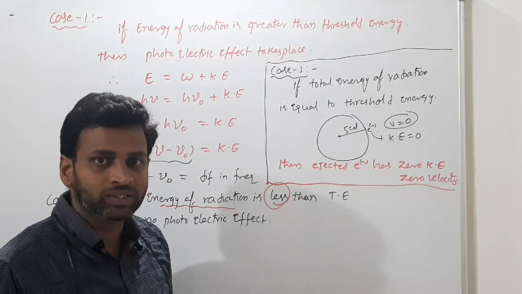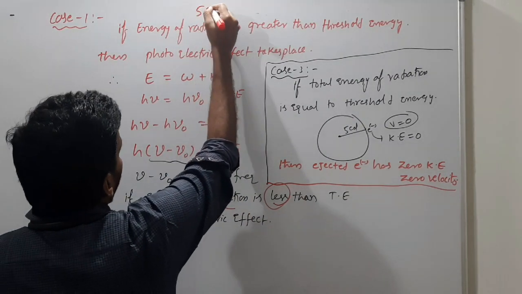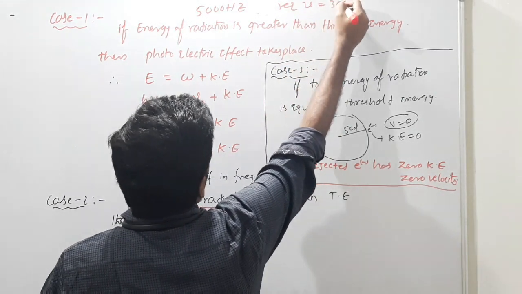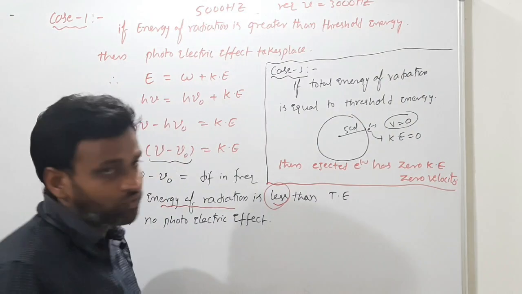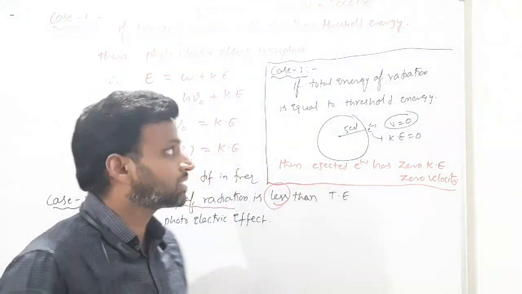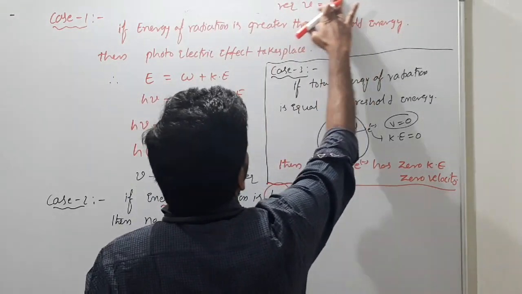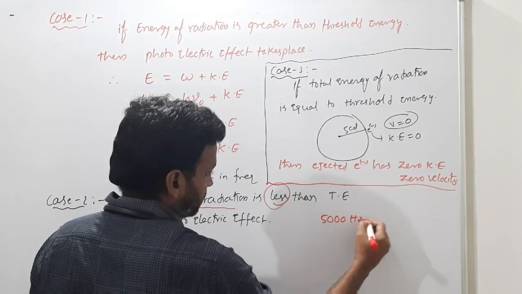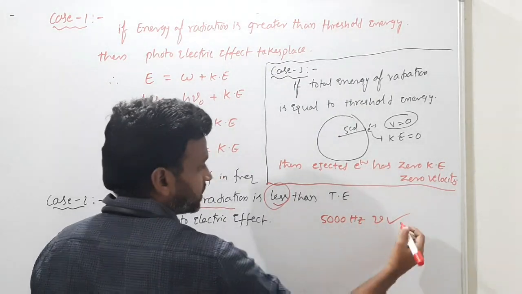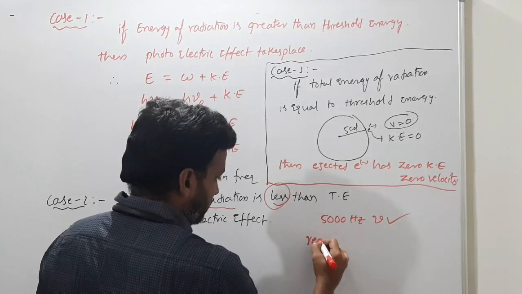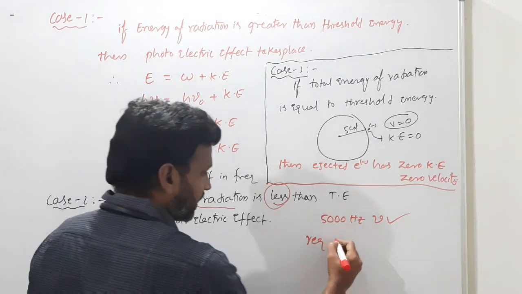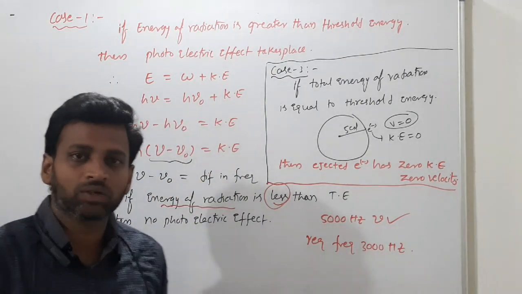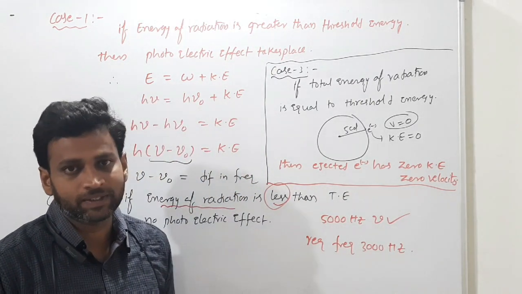You can compare with threshold frequency also. You are sending 5000 hertz and the required frequency is 3000 hertz. Then does photoelectric effect take place or not? Yes. Just listen to what I am saying. 5000 hertz frequency you sent, this is the frequency of radiation. The required frequency is 3000 hertz. Then photoelectric effect takes place, yes.